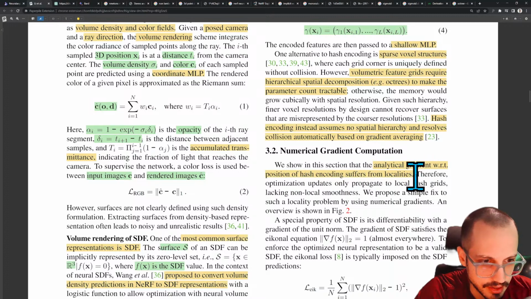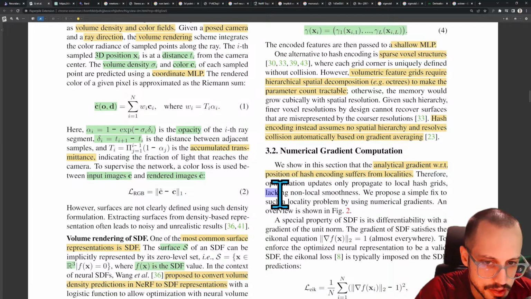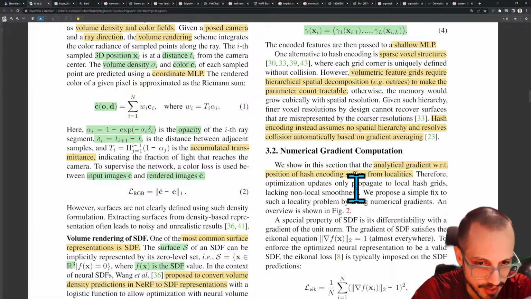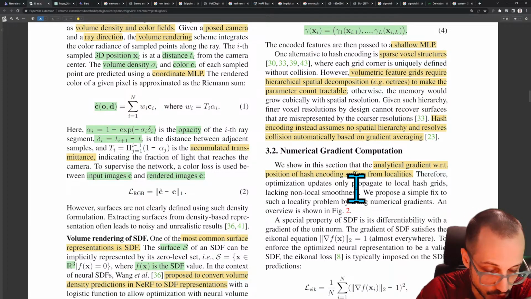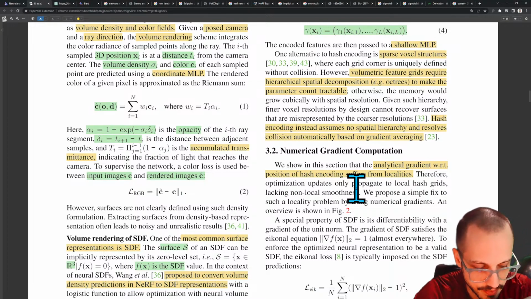But let's see what they have to say. Therefore, optimization updates only propagate to local hash grids, lacking non-local smoothness. What do they mean by non-local smoothness? Non-local smoothness probably means smoothness over coarser resolution. So maybe within each tiny little grid the surface of the object is smooth, but then if you have a larger, coarser grid, the surface of the object is no longer smooth.